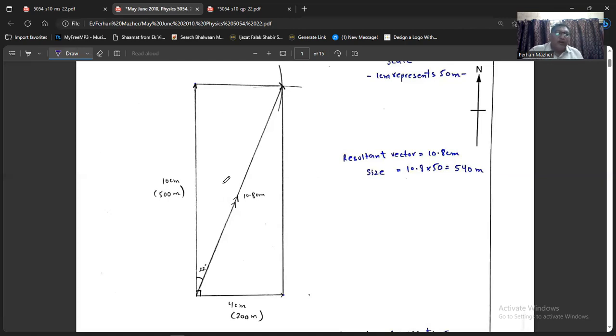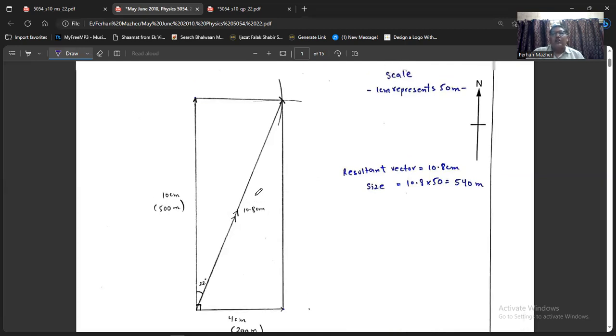Then where the tails were joined, join that point with the opposite corner of the parallelogram, and that line will represent the resultant vector. I will join this with this point, and this is 10.8 centimeter long. Because 1 centimeter represents 50 meter, 10.8 multiplied by 50 will be 540 meter. So that is the answer.